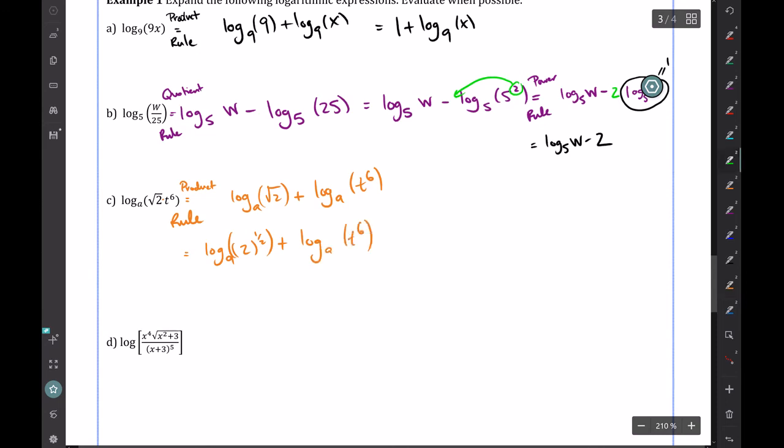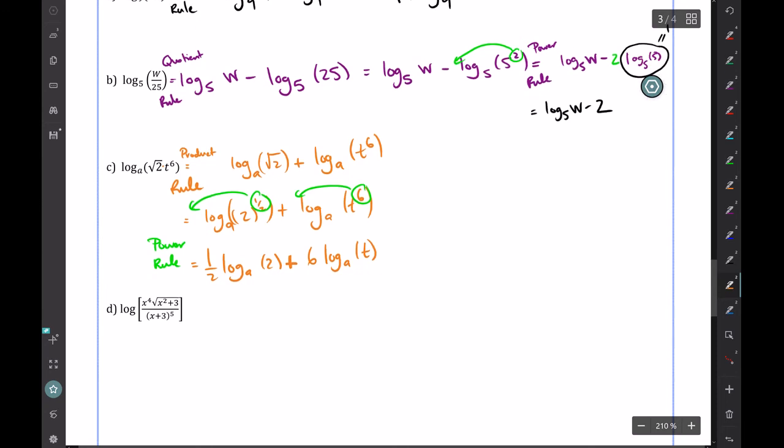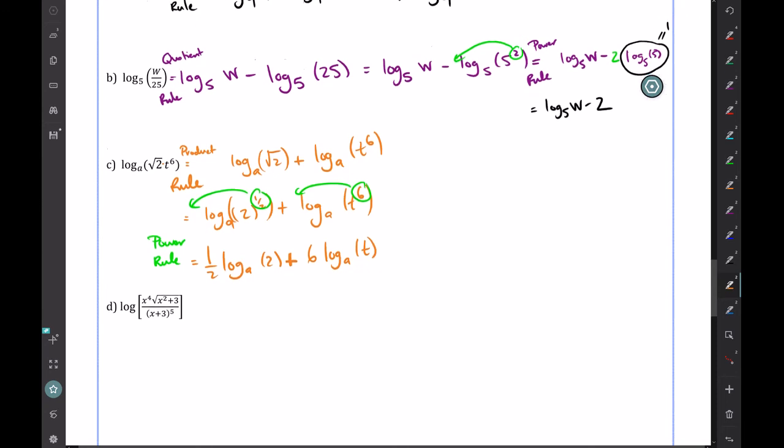And now we're going to use the power rule here. So power rule says that this is all equal to 1/2 log base a of 2 plus 6 log base a of t. And again, that's about as far as you can simplify it. Okay.